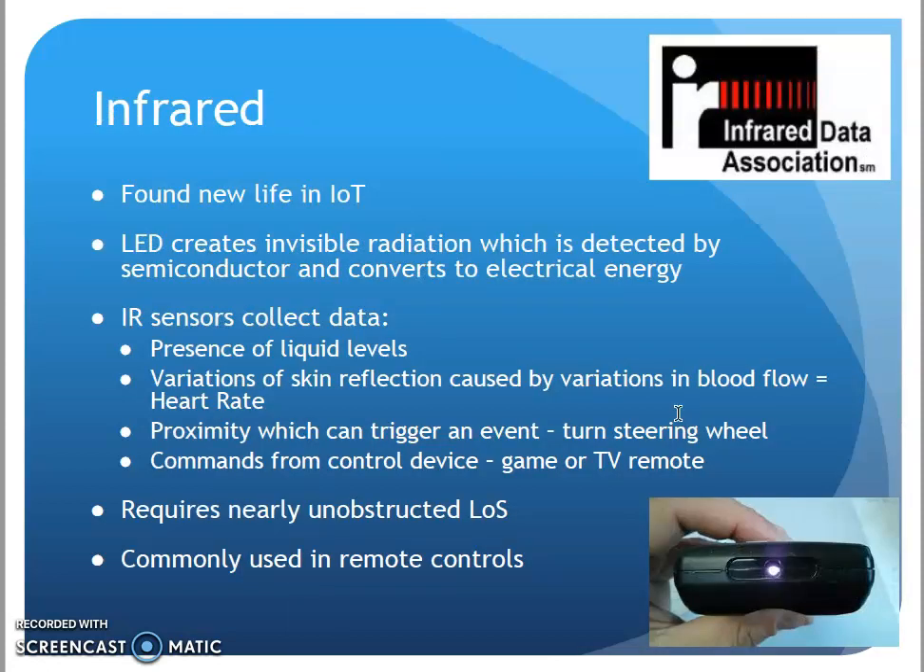Infrared. Infrared we think of in the early days of remote controls, and it kind of went by the wayside for a while, but it has a new life in the Internet of Things. So infrared can be used for sensing. We think of it as remote controls, but it can also be used in sensing of things like game controllers. If you think back to like the first Wii, the bar up by the TV and your remote were communicating with infrared. That's why you had to have that line of sight between them.